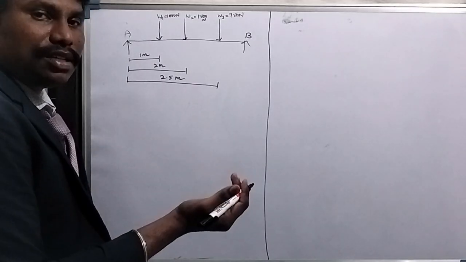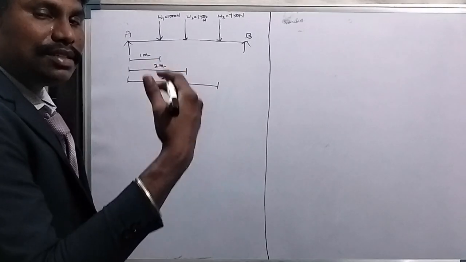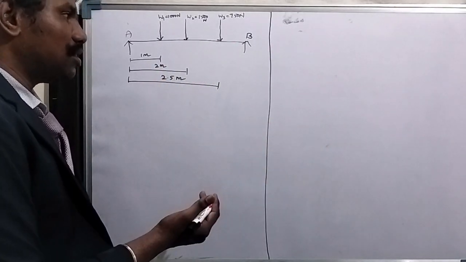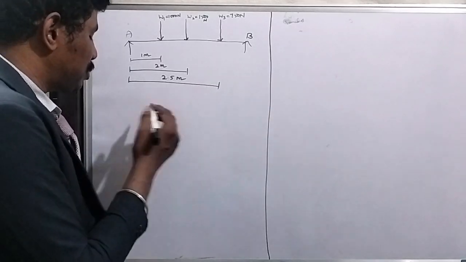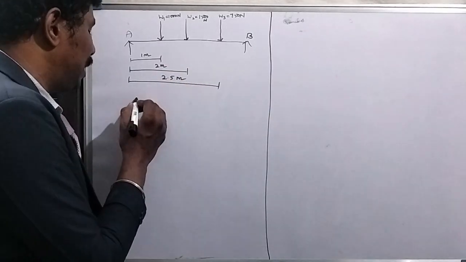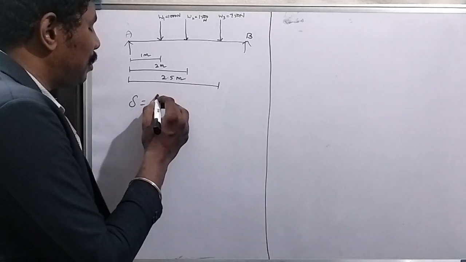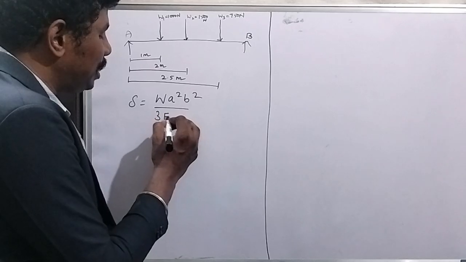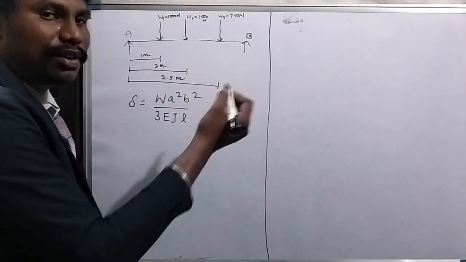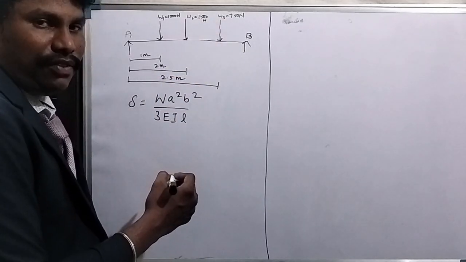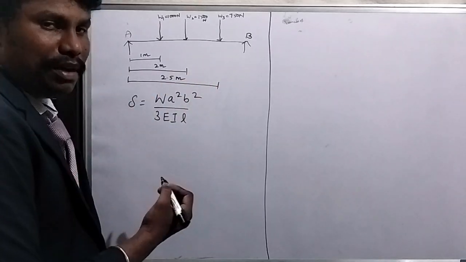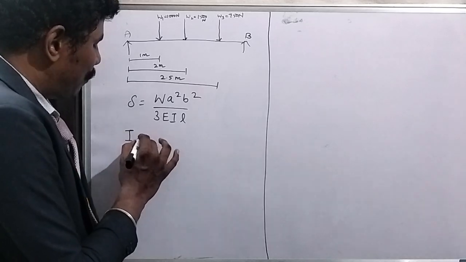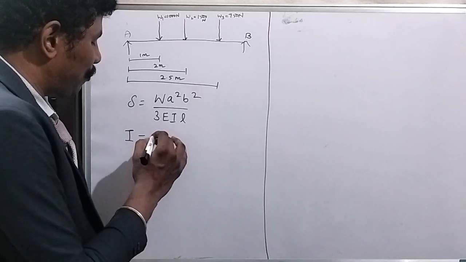So the next important thing is we are going to determine delta 1, that is, delta for each and every load. Before moving towards the sum, we can write the formula for calculating delta. Delta is W A square B square divided by 3EIL. This is the formula used to calculate the deflection for each load, so based upon the load, the deflection will vary. In this data, the important thing is the value of I, so first we can calculate the value of I.